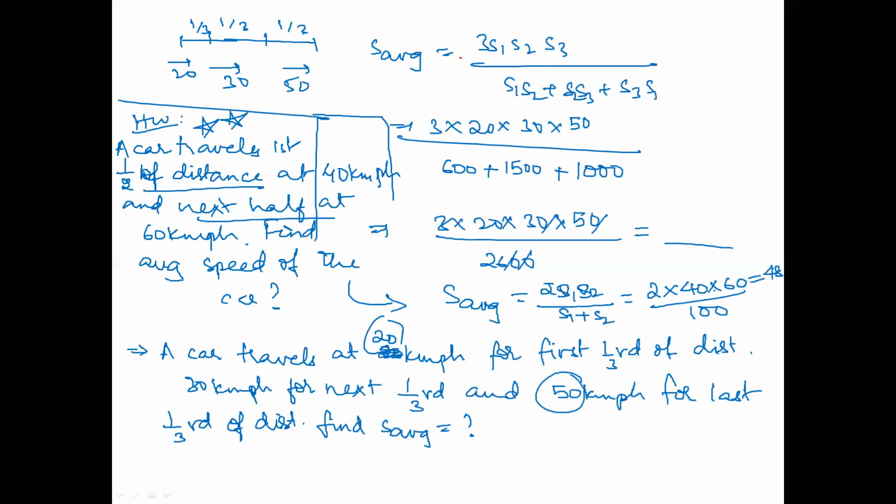Suppose by mistake in the exam you thought that time is same and did S1 plus S2 by 2: 40 plus 60 by 2, that is 100 by 2. Answer you got as 50. Option 50 will be there, and there you lose the mark. So be careful: when is distance same, when is time same? Make sure you read the question. Assignment is mostly based on this type of questions, guys.